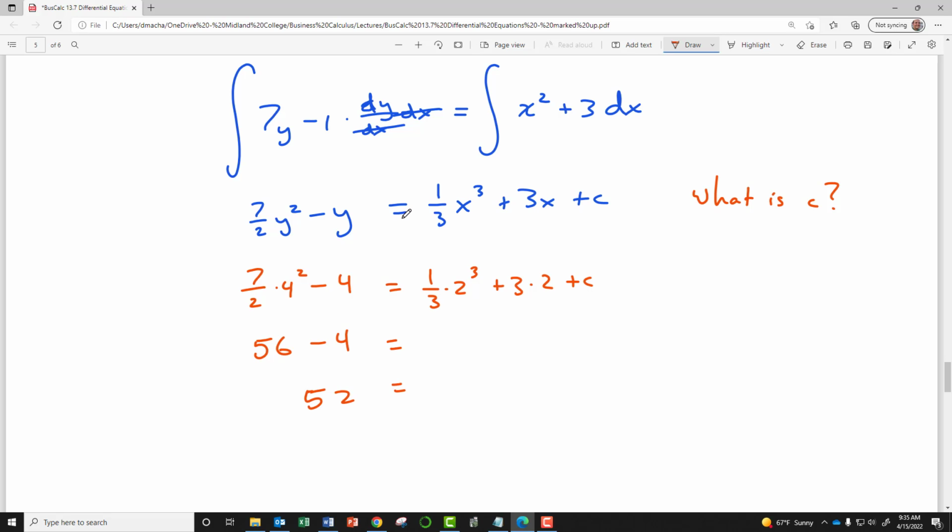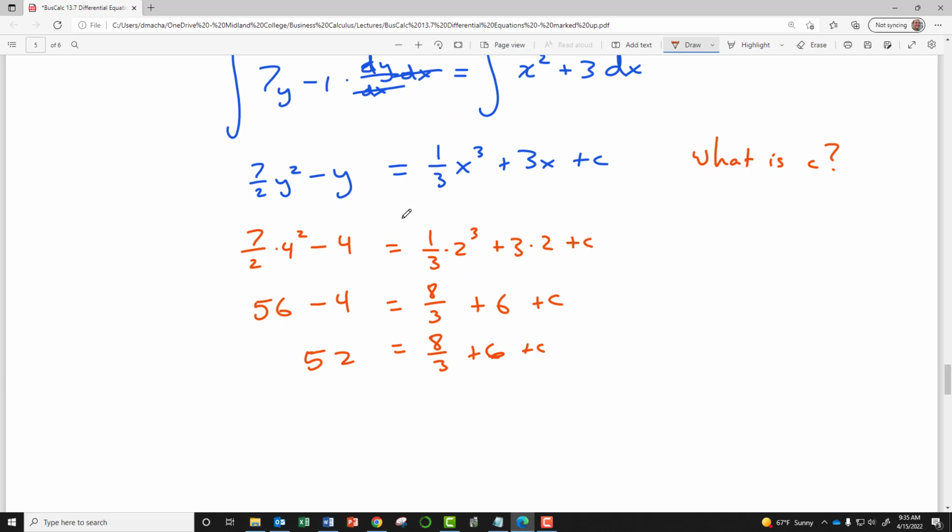On the right side, 2 cubed is 8. So we're looking at 8/3 plus 6 plus c. So then I'll subtract 8/3 from both sides and subtract 6 from both sides. 52 minus 6 would be 46. And 46 minus 8/3, it helps me to think about this as 2 plus 2/3. So it would be 44 minus 2/3, so it should be 43 and 1/3. That's going to be my value for c.